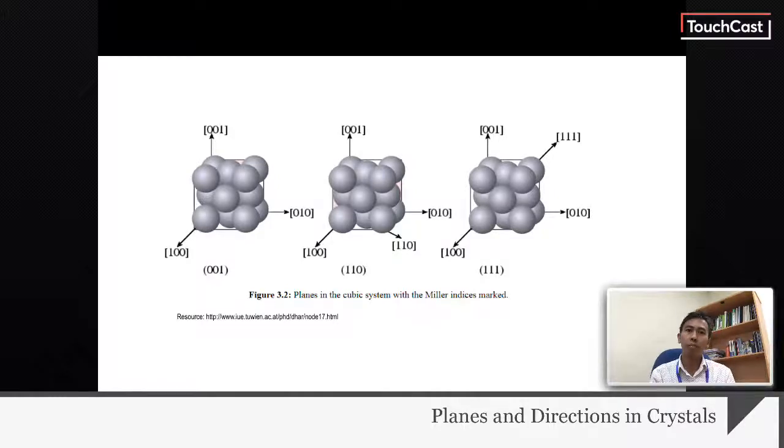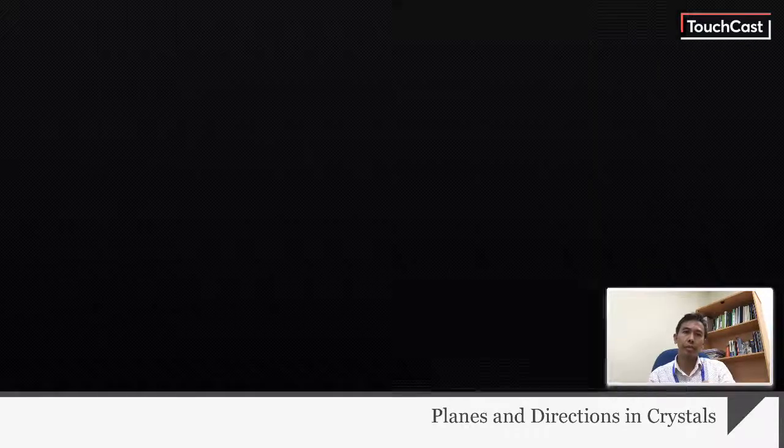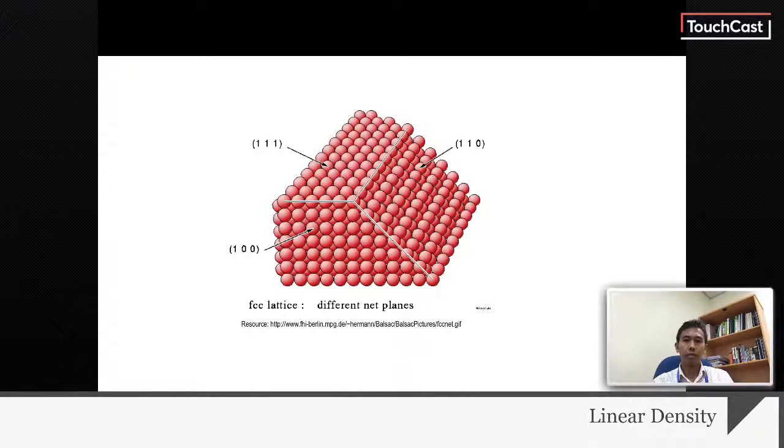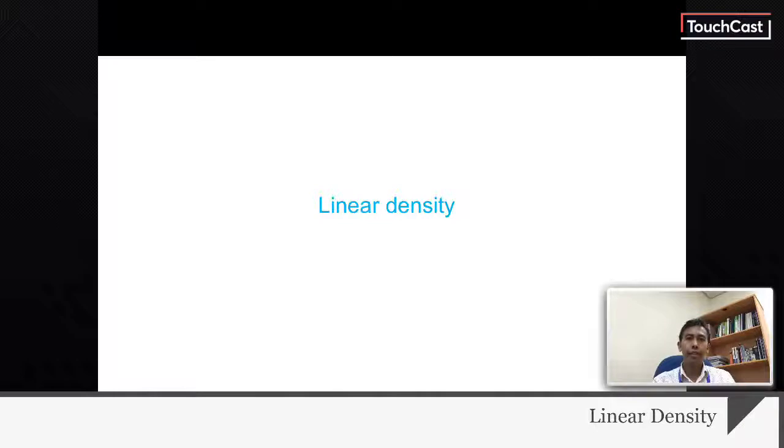The packing of atoms in a direction is called linear density. The packing of atoms on a plane is called planar density. Linear density.